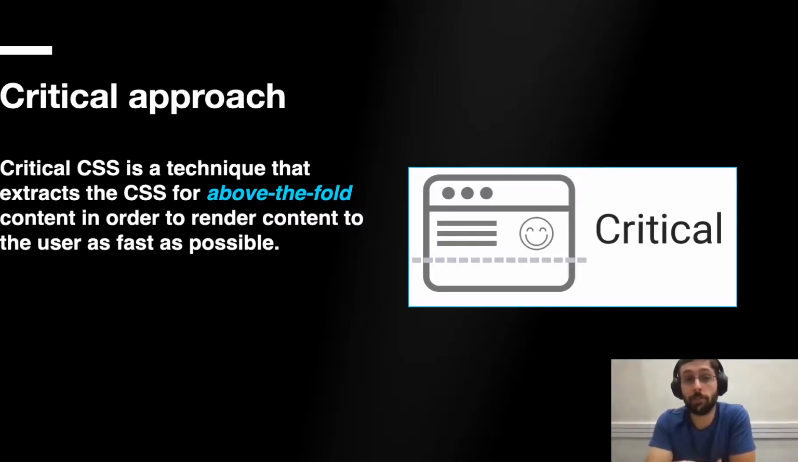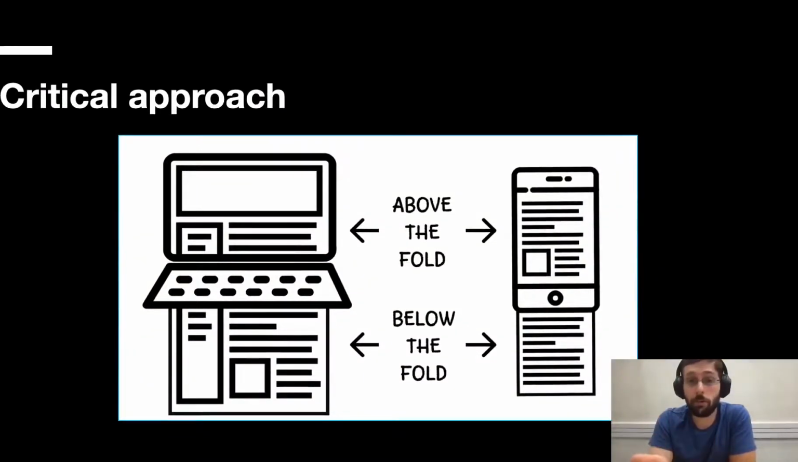So for that, we have the critical CSS technique. This is a technique that extracts the CSS for above the fold in order to render content to the user as fast as possible. But what is above the fold, right? So this is all the content a viewer sees on a page load before scrolling. There is no universally defined pixel height for what is considered above the fold content, since there is a myriad of devices and screen sizes.